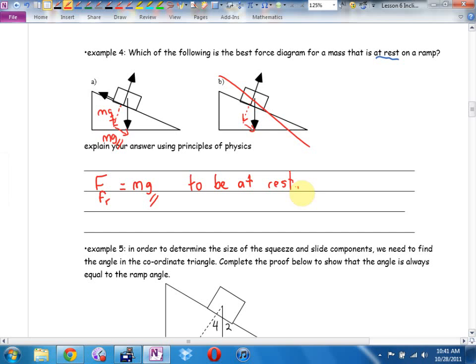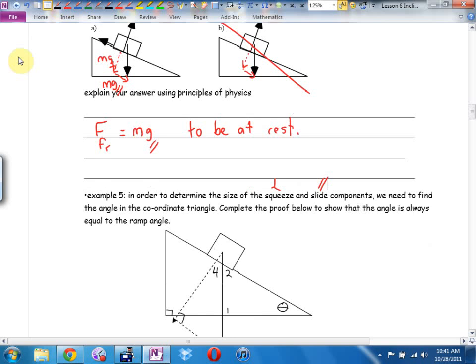In order to determine the size of the perpendicular and parallel components, we need to find the angle in our sketched triangle. Now, the angle they will always give you is the angle of the ramp, that one. They'll give that to you in 99% of the diagrams. Where does this angle appear in my little sketch?